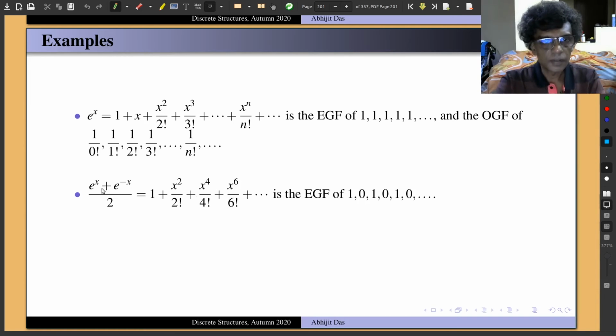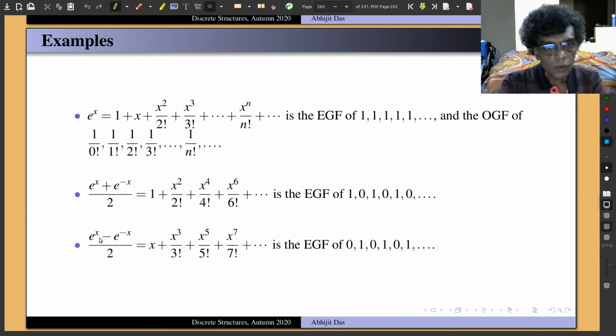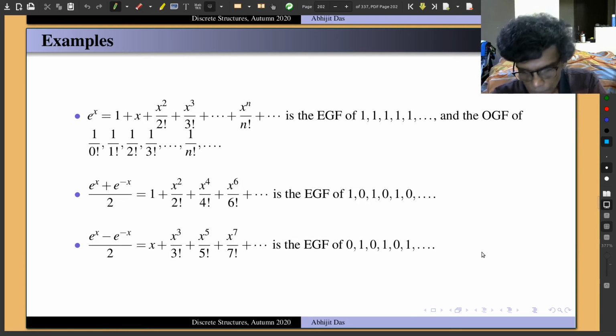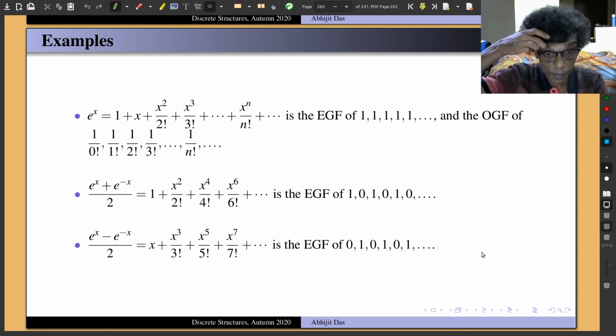Likewise, if I consider the sine hyperbolic function, (e to the power x minus e to the power minus x) by 2, only odd terms will be there: x cubed by 3 factorial, x 5 by 5 factorial. This is the exponential generating function of 0, 1, 0, 1, 0, 1, 0, 1, and so on. Okay, so these are simple examples.